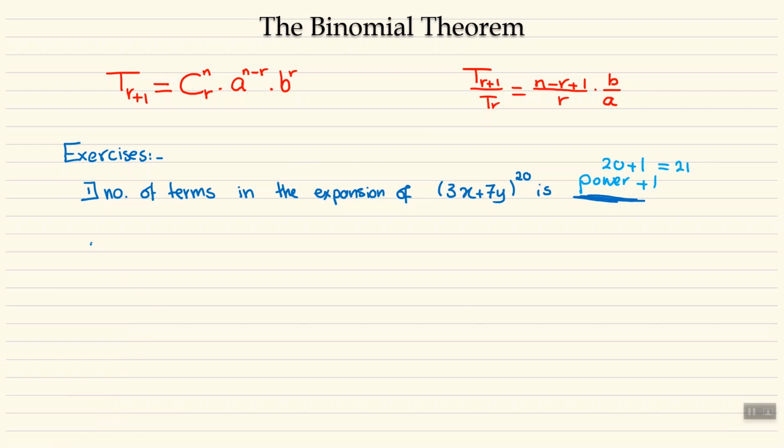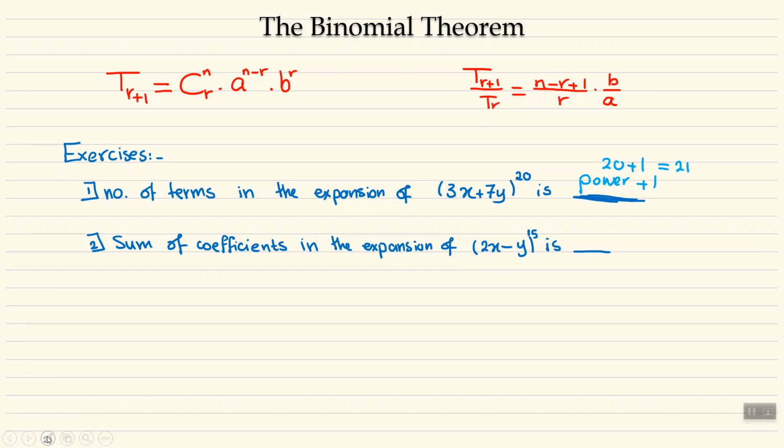Okay, another question. The sum of coefficients in the expansion of (2x minus y) to the power of 5 is dash. Let's make it 15, spice it a little bit up. So, sum of coefficients. How do we find the sum of coefficients? This was quite easy. We take the coefficient of the first term, which is 2, plus the coefficient of the second term, which is -1, and we raise it to the same power of the binomial, which is 15. So 2 plus minus 1 is 1, and 1 to the power of 15 is equal to 1.